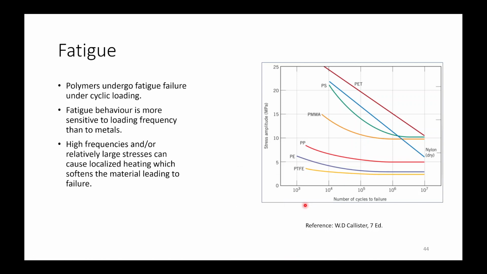Fatigue in the case of polymers. Polymers undergo fatigue failure under cyclic loading. Fatigue behavior is more sensitive to loading frequency than in metals, and high frequencies and or relatively large stresses can cause localized heating which softens the material, leading to failure.